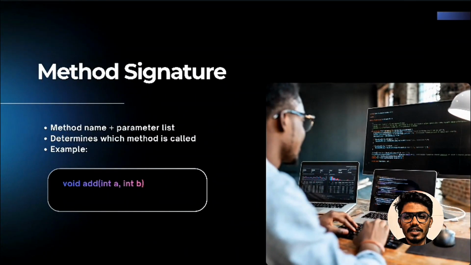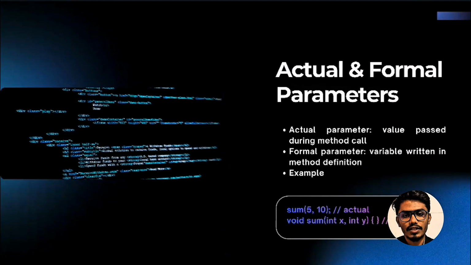A method signature refers to the method name and its parameter list. It's what Java uses to identify one method from another. For example, if we have a method like void add(int a, int b), the signature is the name add with the parameters int a and int b. It's important to note that the return type is not part of the method signature.